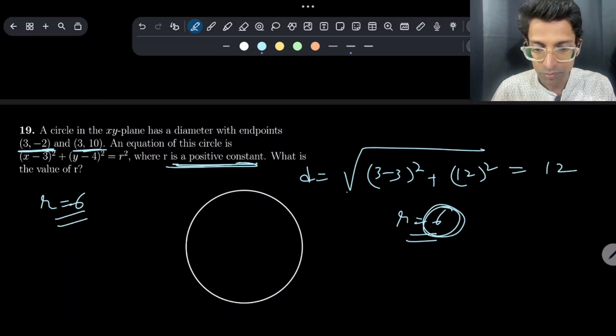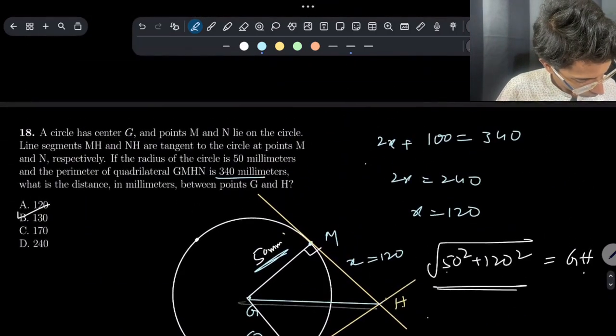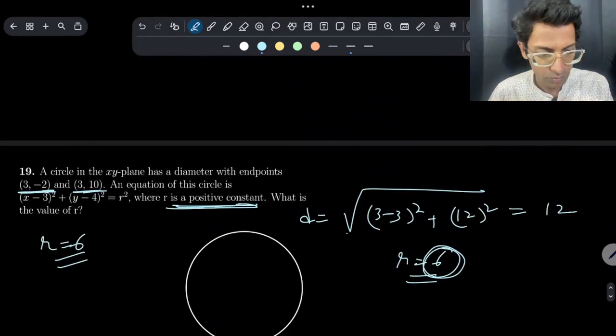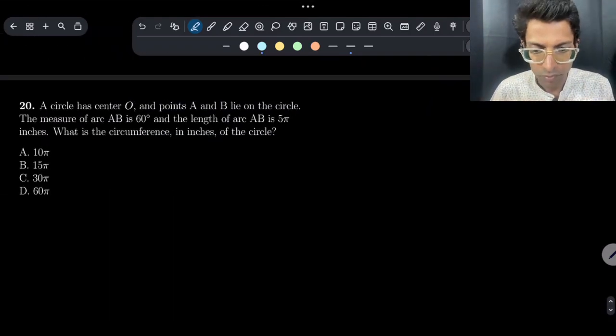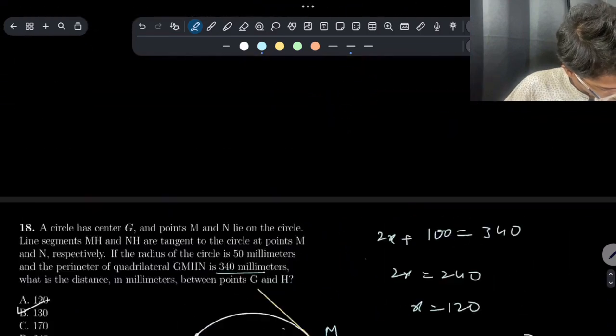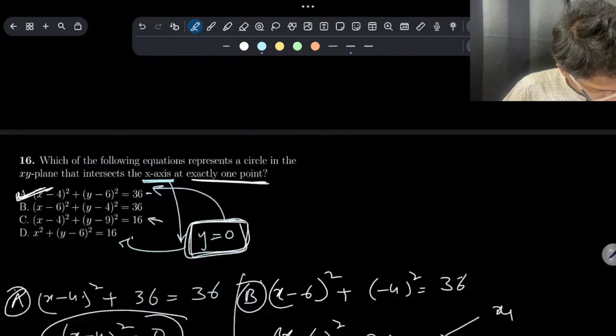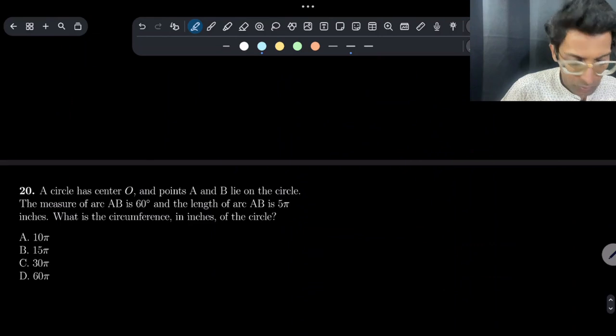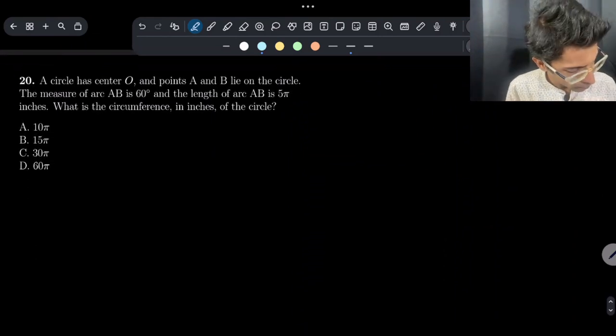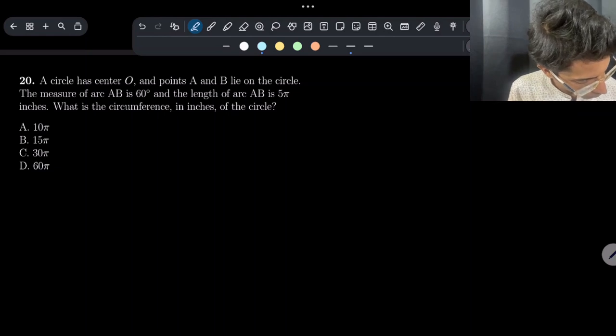Shall we go to the next question? Alright, let's go to the next question. So here we are. A circle has a center and points A and B lie on the circle. The measure of arc AB is 60 and the length of arc AB is 5 pi. What is the circumference in inches of the circle?